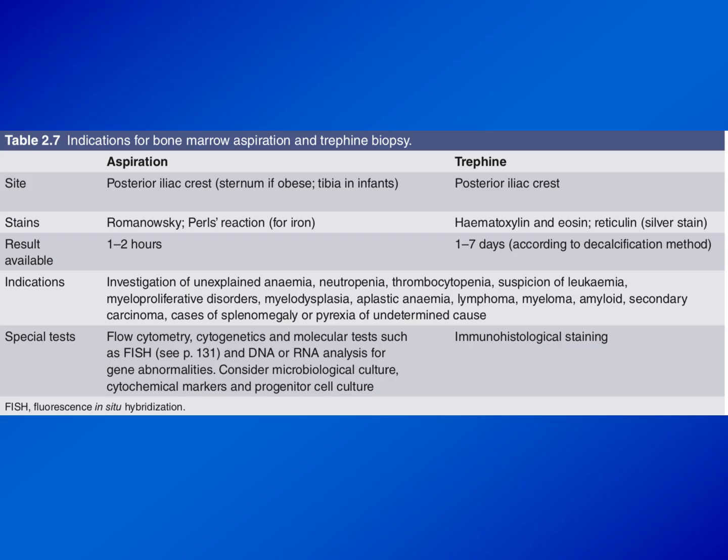We can use special stains to look at the bone marrow elements. We use the Wright-Giemsa or Romanowsky stain for the aspirate, and hematoxylin and eosin for the bone marrow core biopsy. We can use the aspirate for doing extra studies such as flow cytometry, cytogenetics, molecular tests such as FISH, DNA or RNA analysis for gene abnormalities, and sometimes we do a bone marrow aspirate to obtain cultures for brucellosis, for example, or tuberculosis.